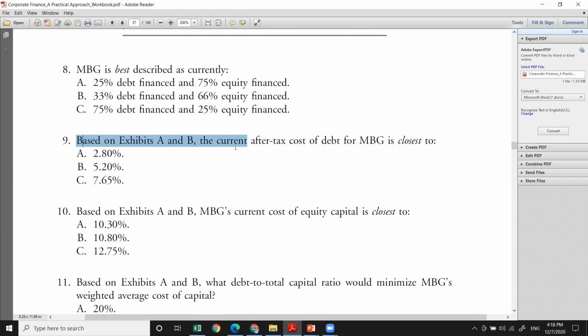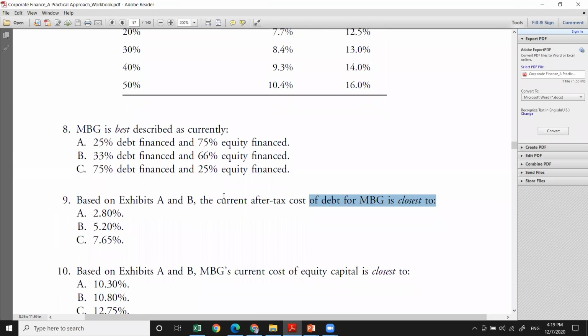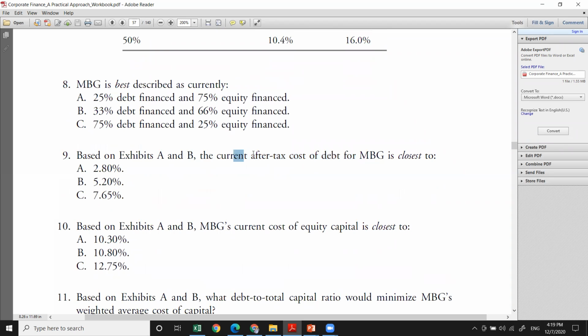In exhibit A and B, the current after-tax cost of debt of MBG is closest to, so we need to find the cost of debt, which is after tax. We need to use the specific formula given in the capital structure formula. Sorry, I'm just thinking of one thing and telling you another. I'm sorry about that. So we need to just estimate the cost of debt.